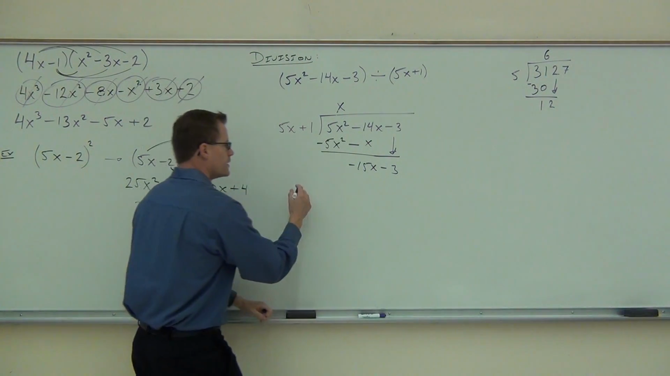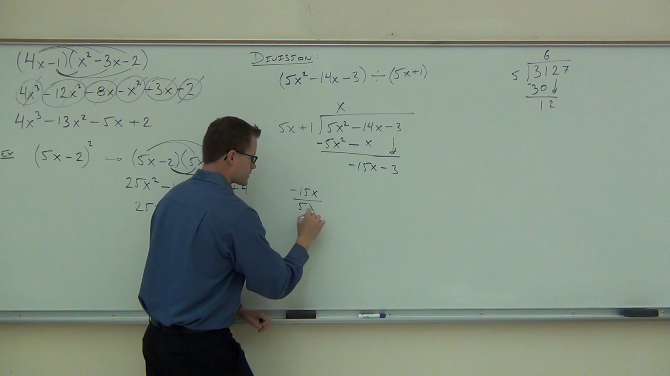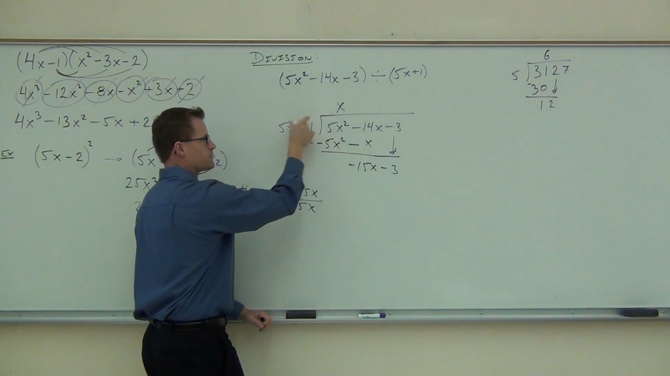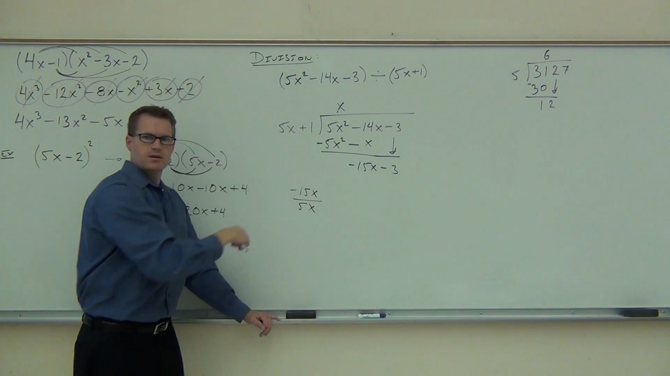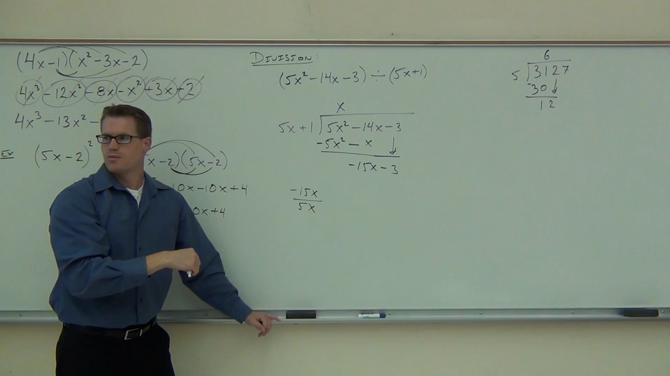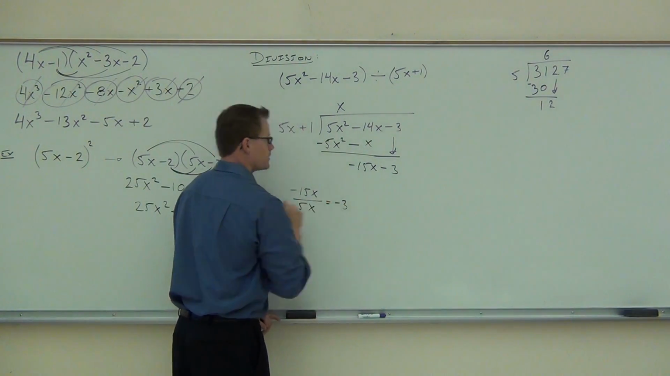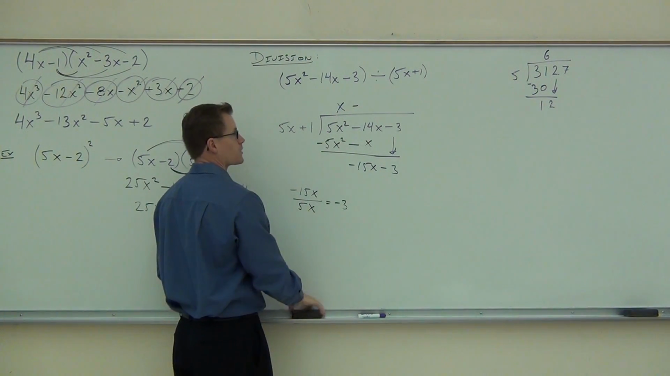We go, okay, now we have negative 15x, and we're dividing that by 5x. So first term divided by first term. Just like earlier, we did first term divided by first term. That's the whole process. Does this one simplify? Sure, how much do you get out of that? And you know what? That negative 3 is what we're going to put right here. I'll write in purple for you.